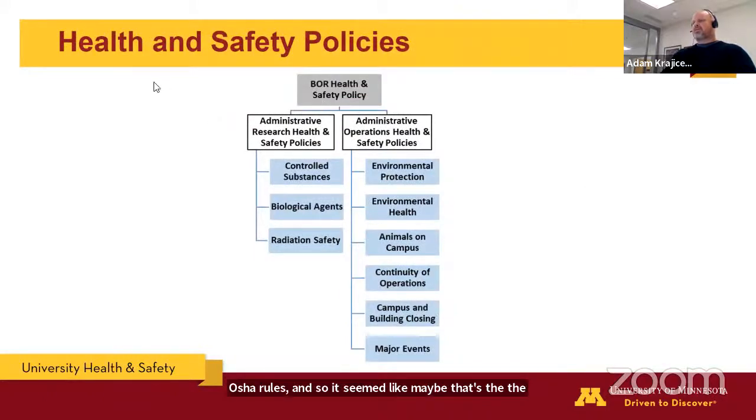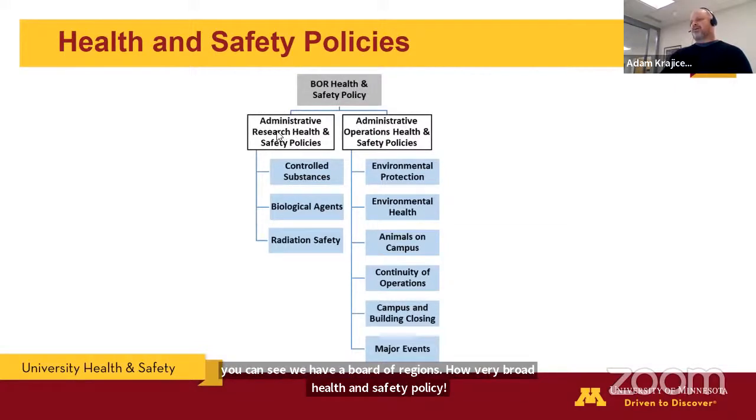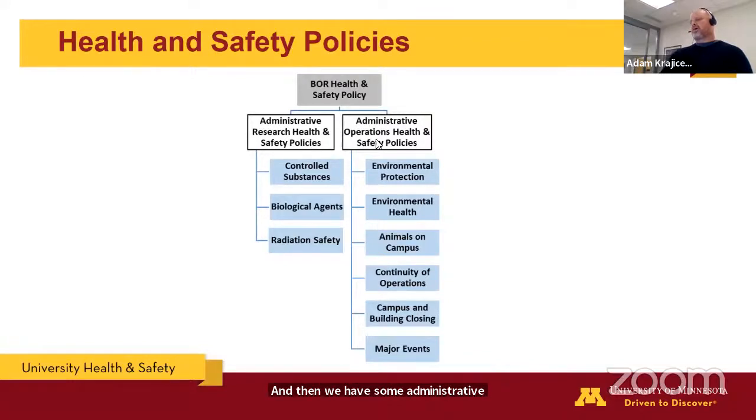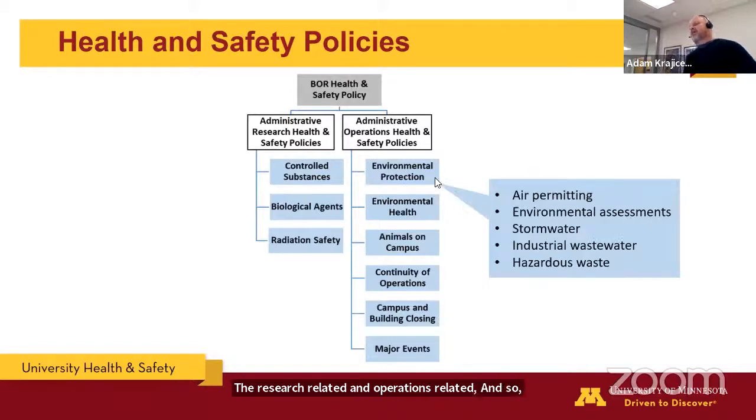Here are the university's policies around health and safety. You can see we have a board of regents, a very broad health and safety policy, and then some administrative policies, the research related, and then operations related. To give you a couple examples, for our environmental protection policy, we have a policy that states who's the ultimate authority, who gets to make those decisions around environmental protection topics such as air permitting, stormwater, pollution, things along those lines. We have procedures and written programs involving all of these topics around environmental protection.